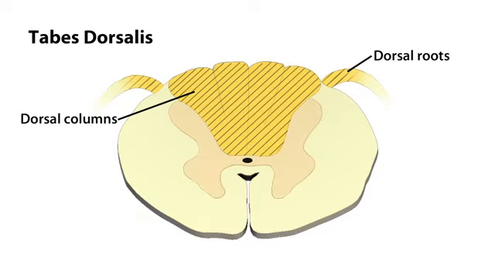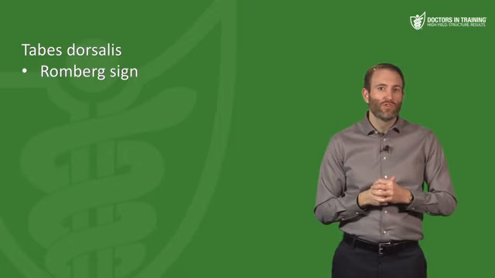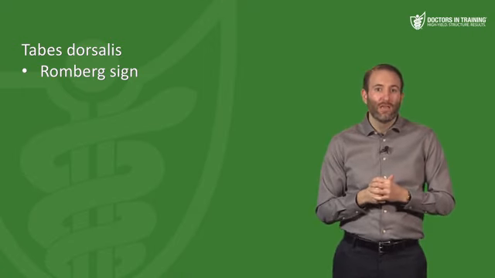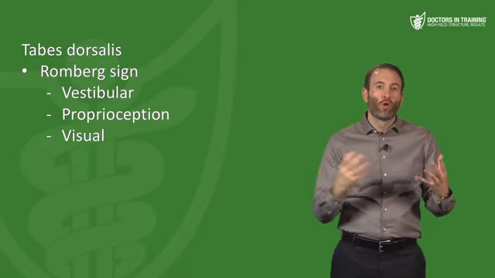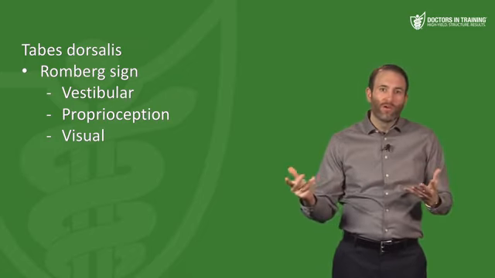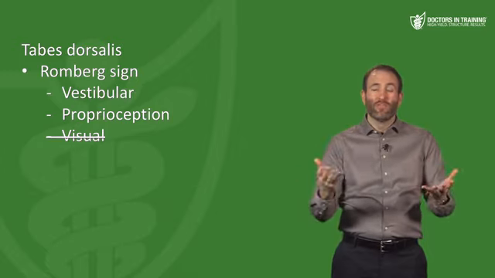Next, let's talk about tabes dorsalis. Tabes dorsalis is caused by tertiary syphilis, which is obliterating your dorsal column. So, light touch, proprioceptive information can't get to the upper CNS. Now, as a result, you're going to have a positive Romberg sign. Now, normally, you're taking in vestibular information, proprioception information, and visual information. With Romberg test, you remove the visual information, because remember, you have them close their eyes.